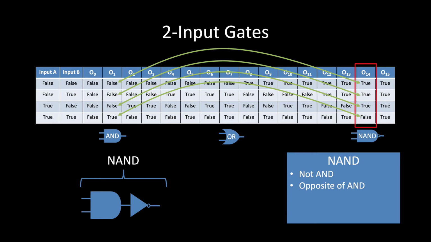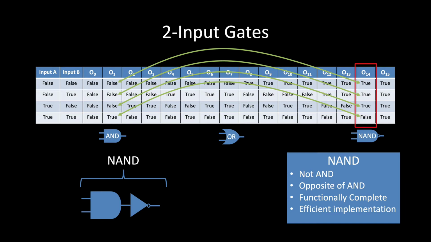NAND is noteworthy because any combinatorial circuit can be made using only NAND gates. We'll talk more about this when we get to the concept of functional completeness. NAND gates are also important because the electrical properties of today's transistors tend to make NAND gates more efficient than AND, OR, and NOT gates. And by more efficient, I mean NAND gates tend to leak less current.